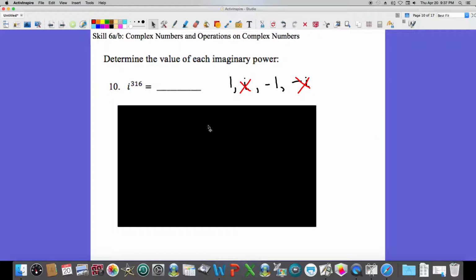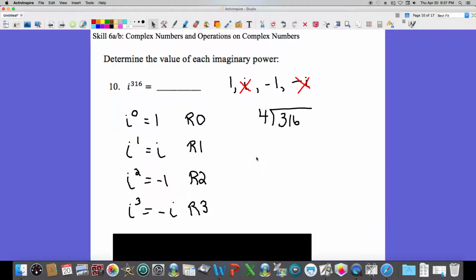So I know that when I take this 316 and divide it by 4, I will not have a remainder of 1, I will not have a remainder of 3. I know my remainder is either going to be 0 or 2. 4 goes into 31 7 times, and 7 times 4 is 28.